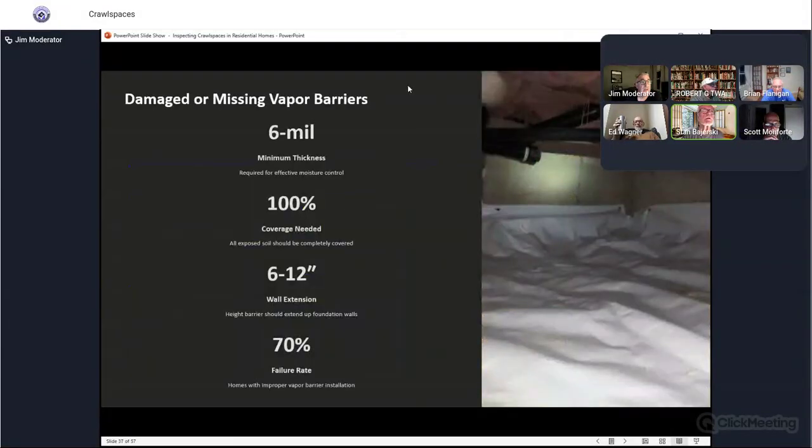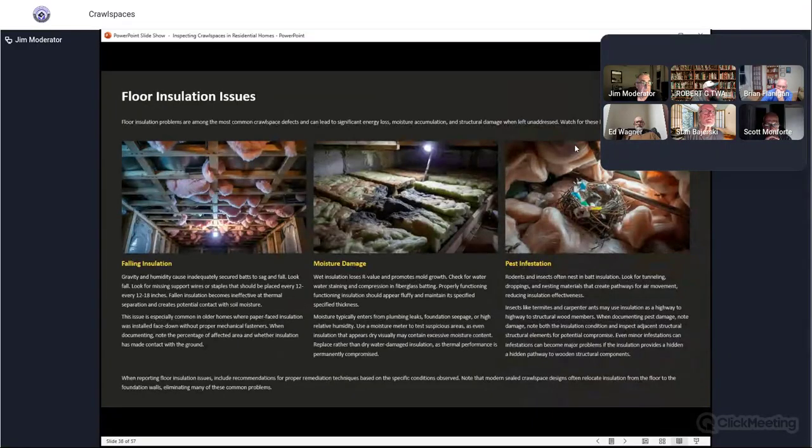Okay. So, damaged and missing vapor barriers. There is a minimal thickness that you should be using, 6 mil, with 100% coverage. The wall extension: kind of similar to radon, right? When you're sealing a crawl space, same thing. So you go up the wall 6 to 12 inches, and you seal it. 70% failure rate. Well, I have no way to speak to that, but that's what you're looking for.